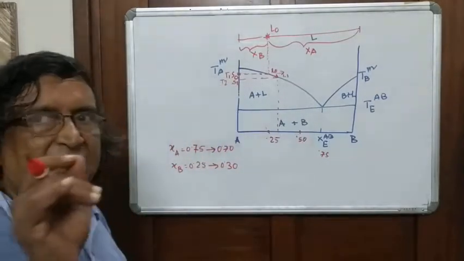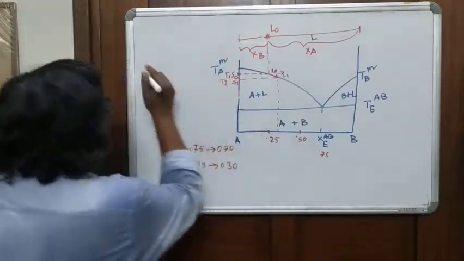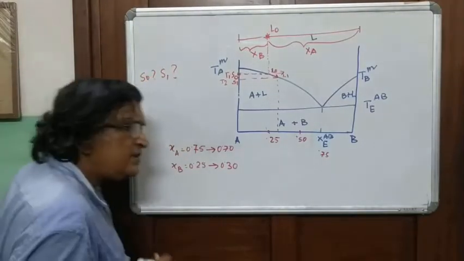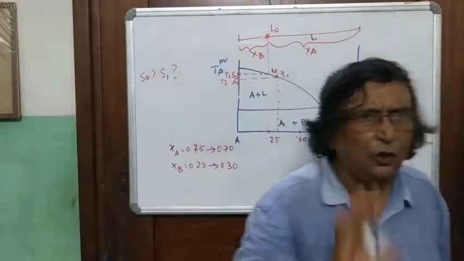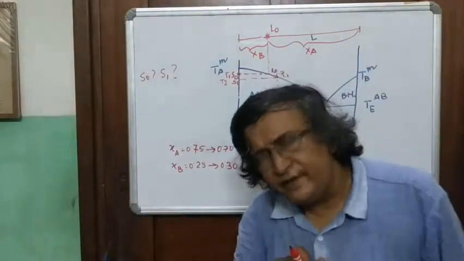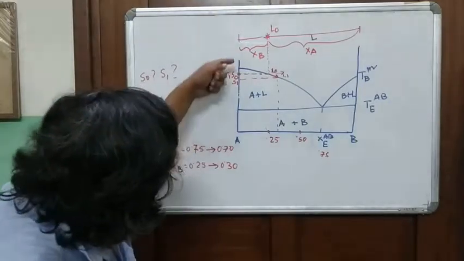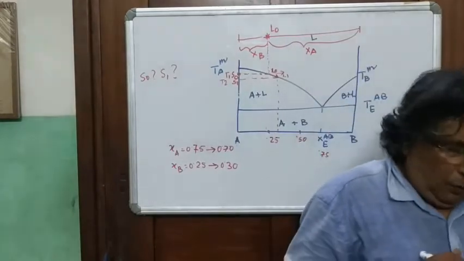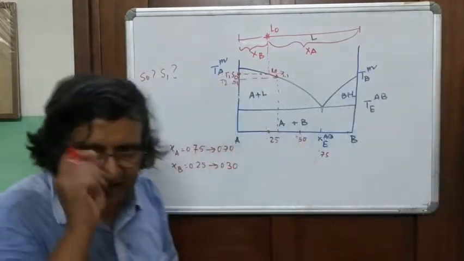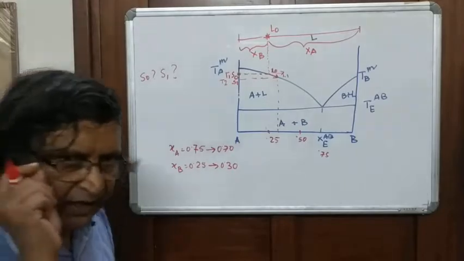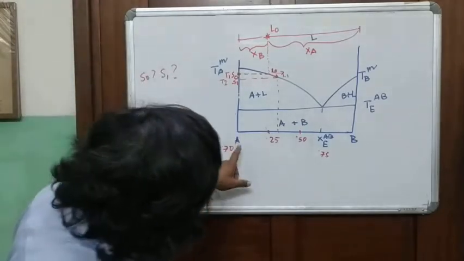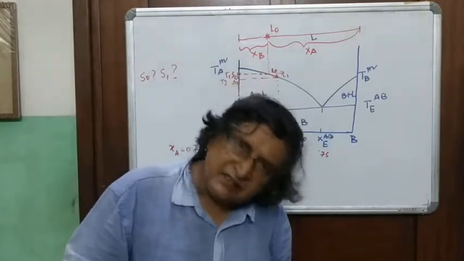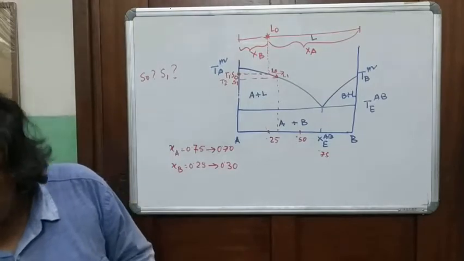Now we ask ourselves, what is the difference between S0 and S1? Both have the same composition A. So what is the difference? Now is the catch, and this is very, very important. The composition of S0 and S1 is the same.